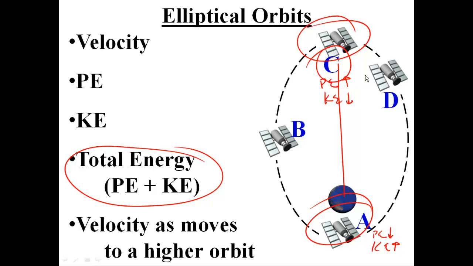B and D are just distractors, although we can see we're getting farther away up here at D compared to B. So D is not moving quite as fast as B. And same thing. So as we move to a higher orbit, the object gets slower. The potential energy is less.